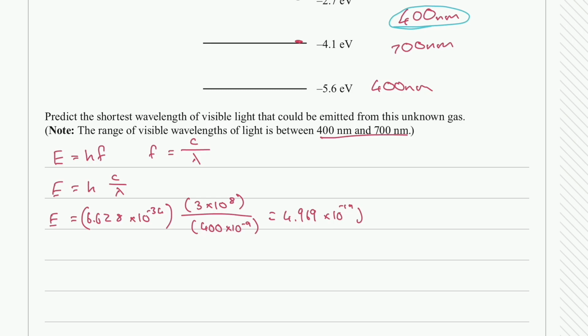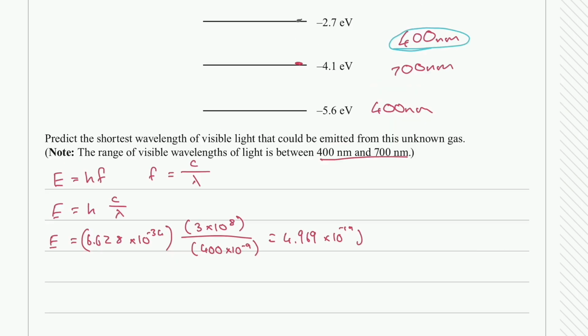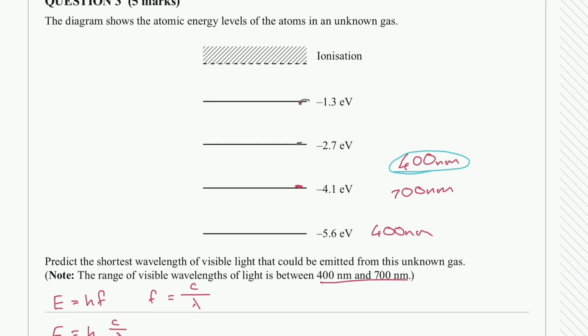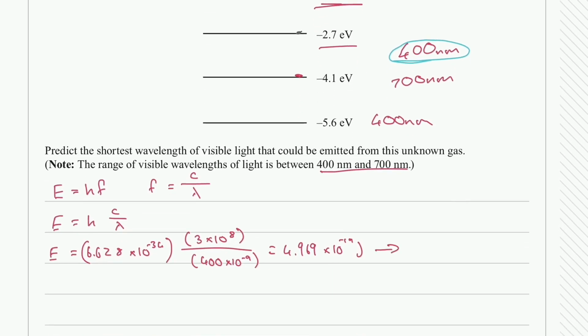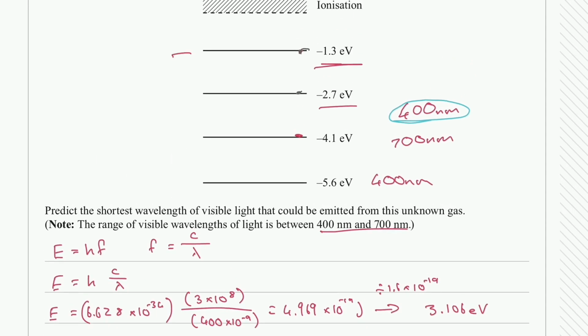Remember, Planck's constant gives joules as the energy outcome. In the question, we're working with eV, or electron volts, so we need to convert joules to electron volts. We do that by dividing our joules by 1.6 × 10^-19. Again, this is a value in your formula book, so get familiar with where it is. That ends up getting us 3.106 eV. So we need to find a difference between levels that gets us close to 3.106 eV.